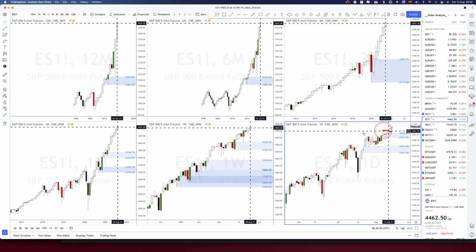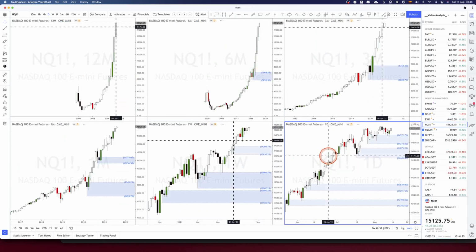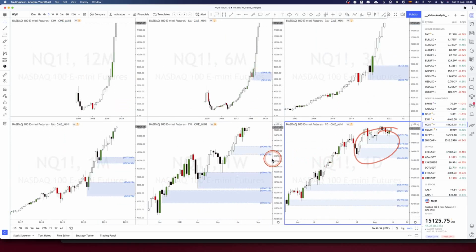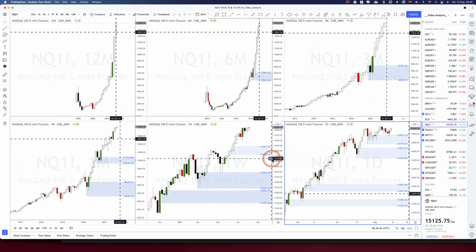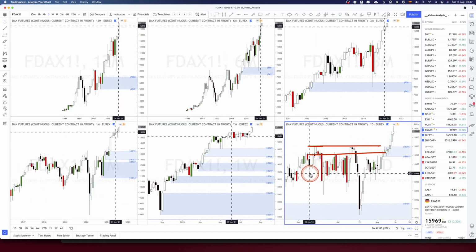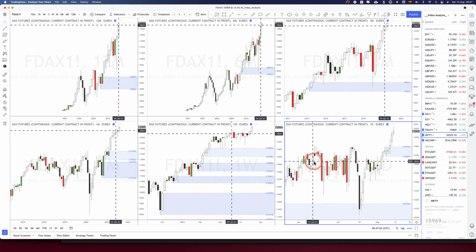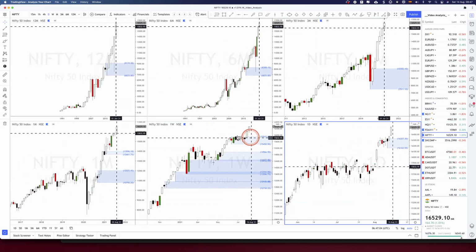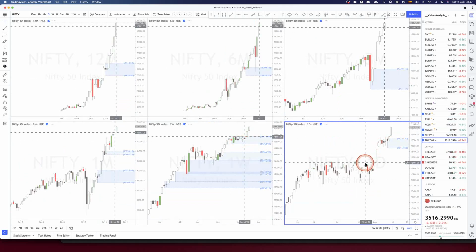S&P breaking all-time highs, new levels of demand being created. Nasdaq all-time highs, new demand levels being created and in control. On DAX, as suspected, all-time highs and supplies being eliminated. Brand new average on the daily, on long bias. On Nifty 50, new demand levels on the weekly and the daily.